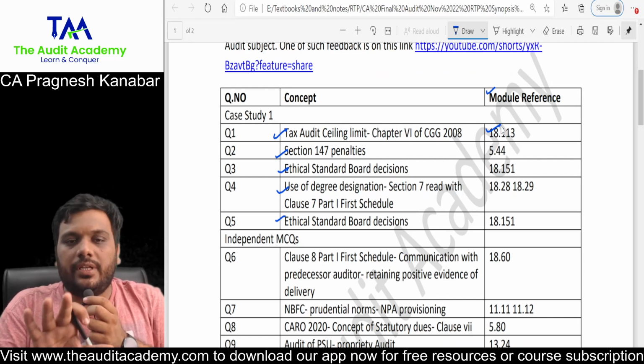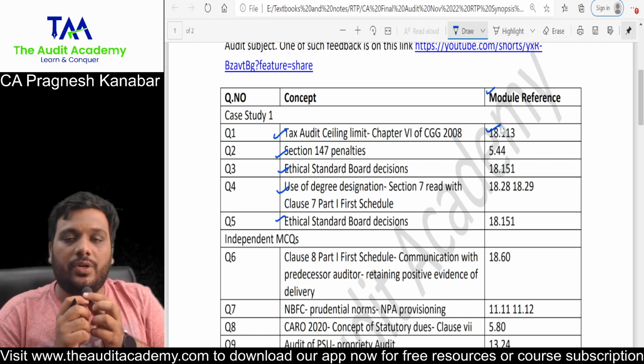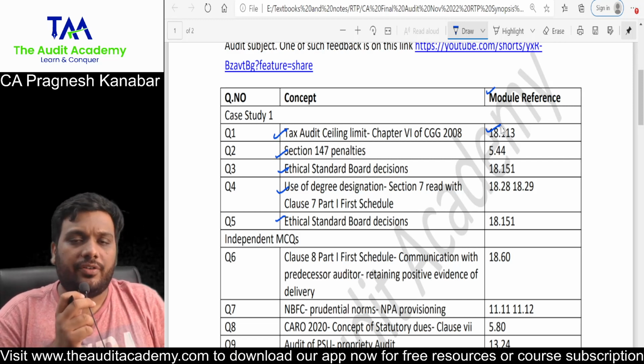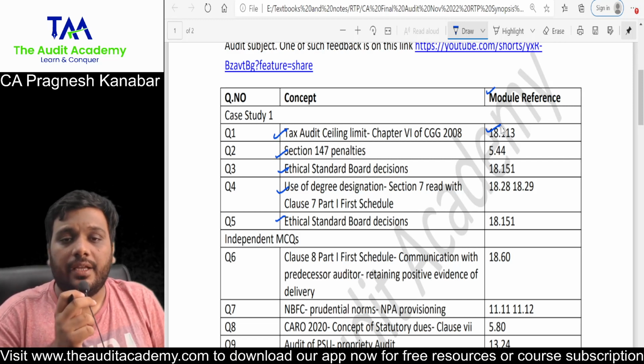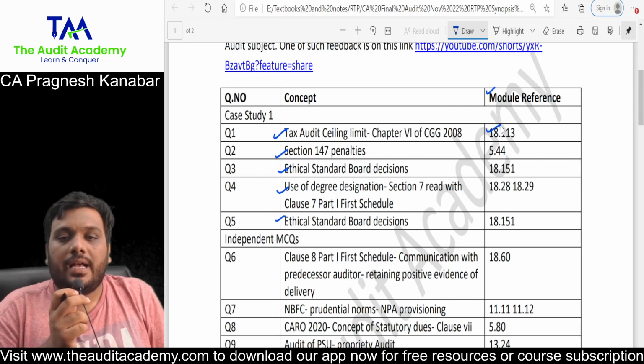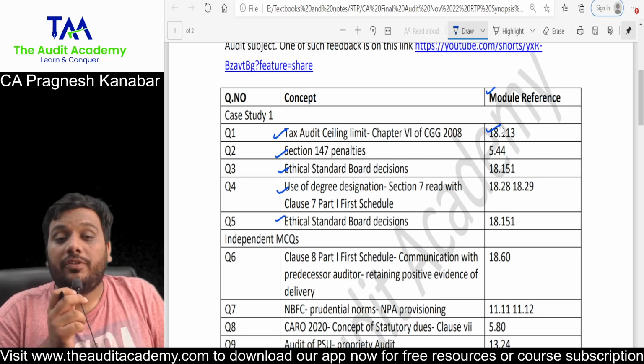See, that means we understood that the institute is interested in this particular question. Now, why have I given this module references? First of all, you can locate it very clearly. But just because you know this particular answer, I don't want you to feel overconfident.